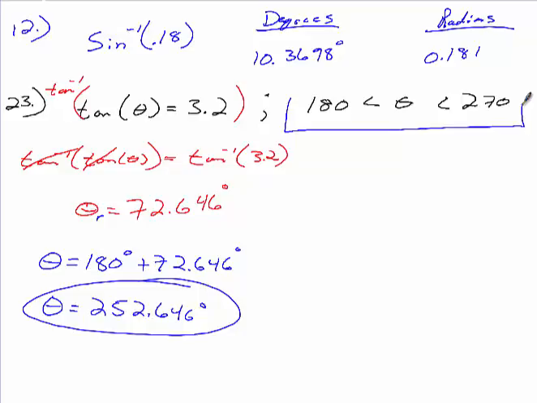So if tangent were negative, there's two quadrants where that can happen. Which answer do I want? Do I want the one in the second quadrant or the one in the fourth? Okay. Here, tangent is positive. Every trig function is positive in two quadrants. So again, which one am I looking for? First quadrant or third? What does number 27 say?